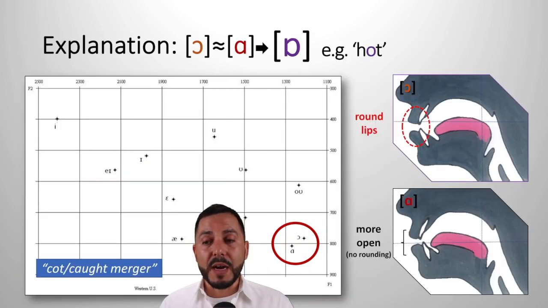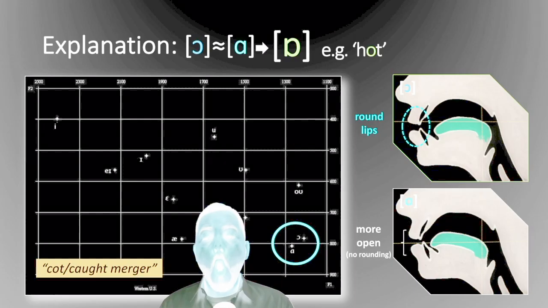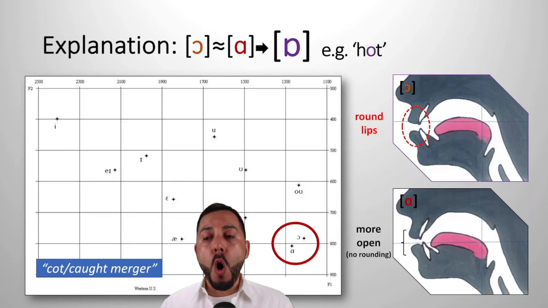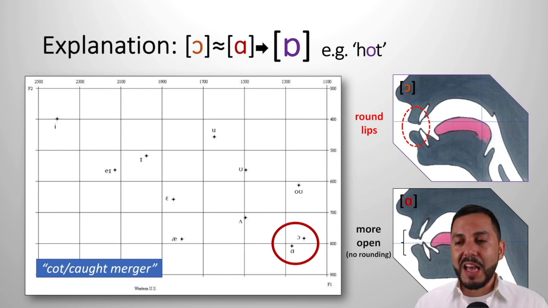Listen to them side by side. Most people just say something in the middle. As in hot, hot, hot. Either with a little rounding or without any rounding is okay.